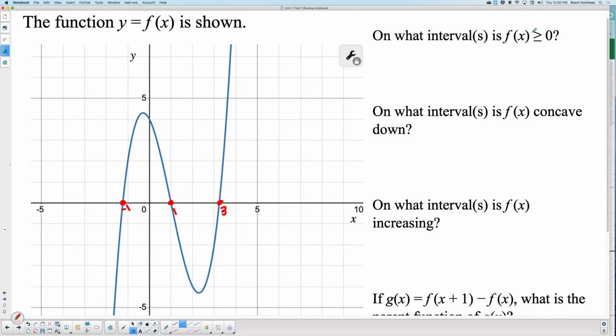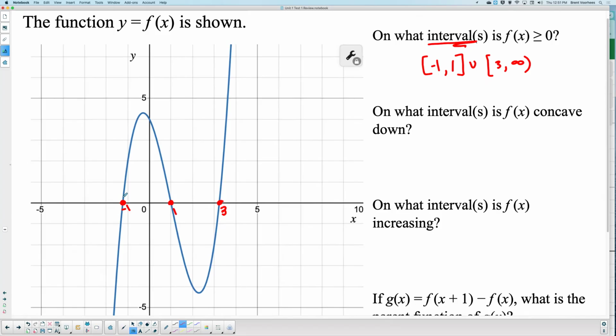So on what intervals is f of x greater than 0? How do you write intervals again? X values. What x value do we start at? -1. Since I can be equal to it, I'll do a bracket. From -1 until when? 1. That area, you are greater than or equal to 0, and you do a union from 3 until where? Infinity. Infinity always gets a parenthesis, never a bracket, because you cannot be equal to infinity.